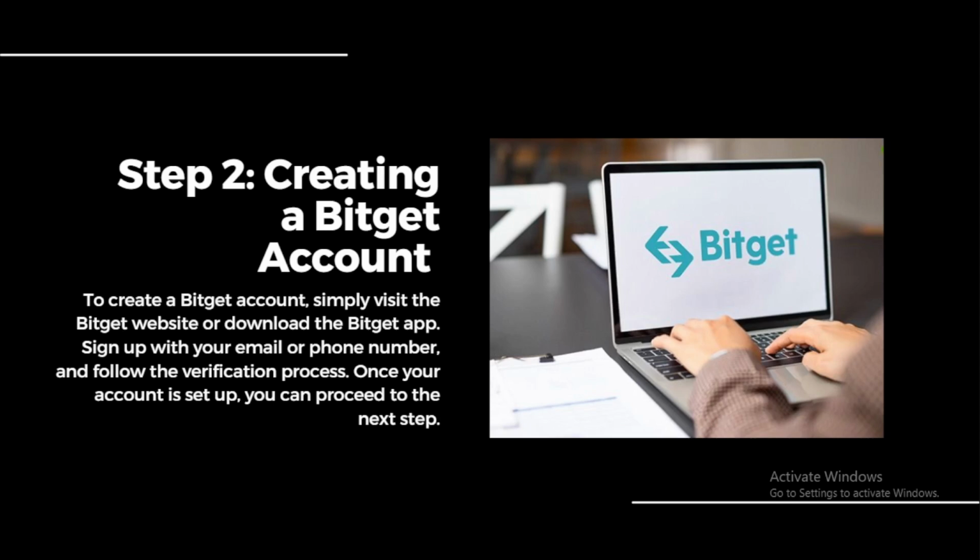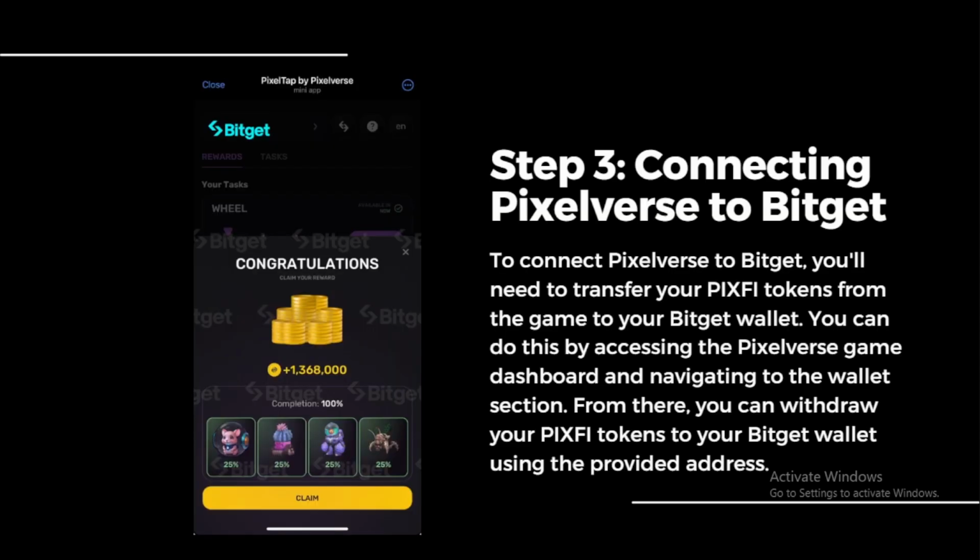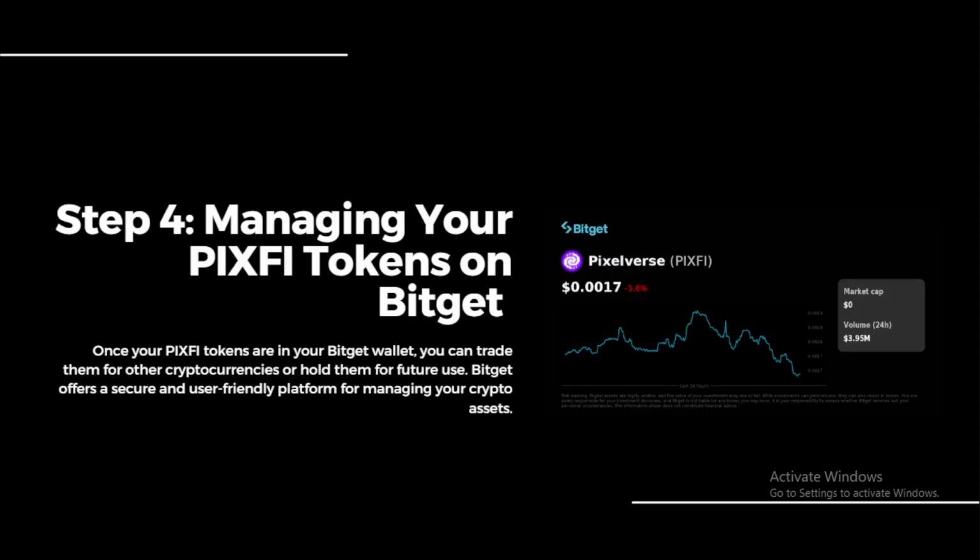To connect Pixelverse to Bitget, you will need to transfer your Pixfy tokens from the game to your Bitget wallet. You can do this by accessing the Pixelverse game dashboard and navigating to the wallet section. From there, you can withdraw your Pixfy tokens to your Bitget wallet using the provided address. Once your Pixfy tokens are in the Bitget wallet, you can trade them for other cryptocurrencies or hold them for future use. Bitget offers a secure and user-friendly platform for managing your crypto assets.